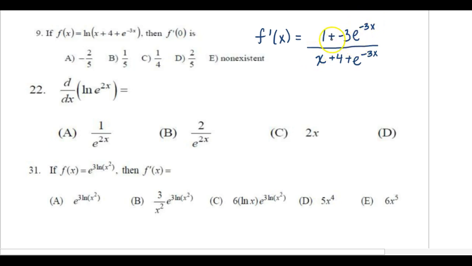So this is my derivative function. Nothing about it can be simplified, so I have all of this addition happening here and subtraction on the top. So I cannot cancel these e to the -3x's at all. And what I want to do at this point is substitute in my 0 now that I found the derivative.